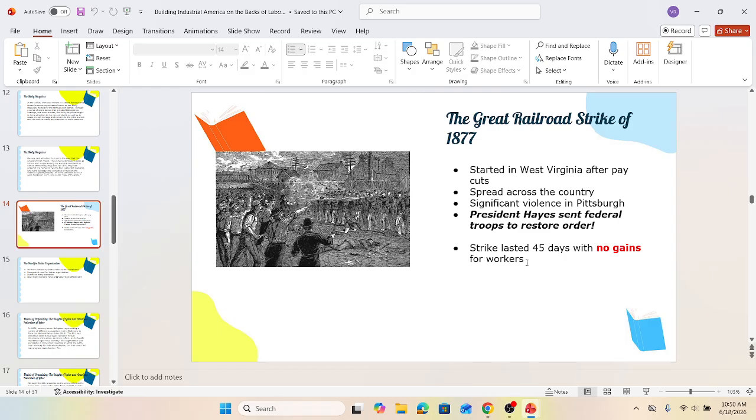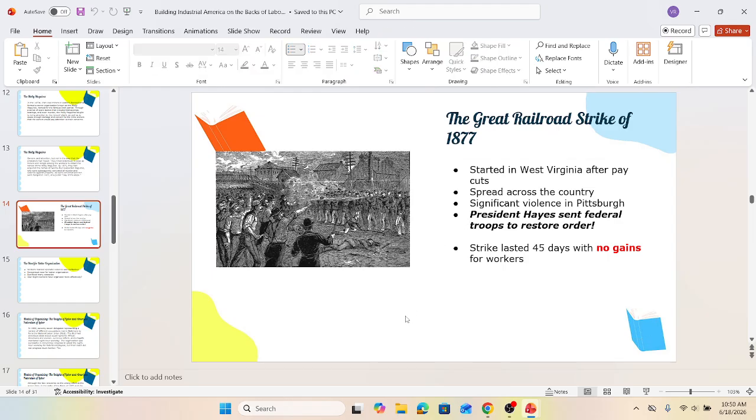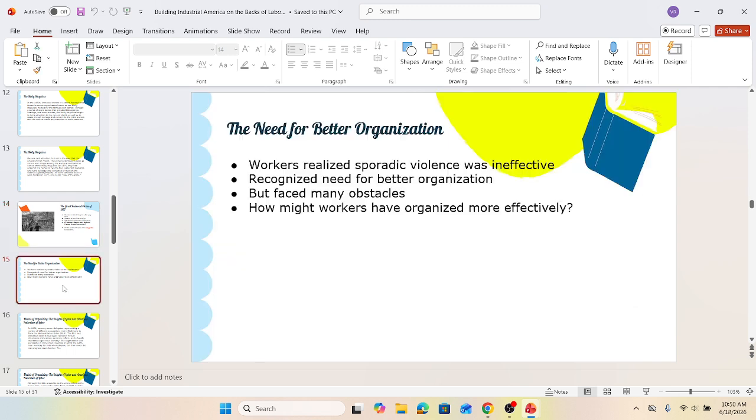And so, the powers that be kind of played these different working groups against each other to the benefit of the business owners. So the strike lasted for 45 days with no gains for the workers. They ended up gaining nothing out of this. It spread across the country, and there's actually significant violence in Pittsburgh. The president had to send in federal troops to restore order, and unfortunately, it brought no gains, no results for the workers.